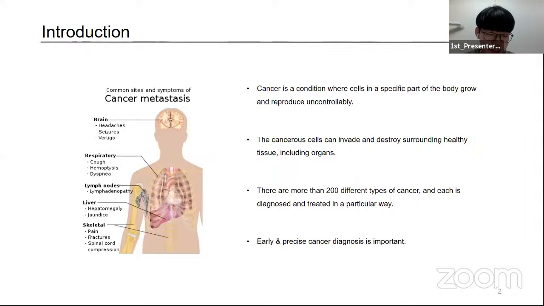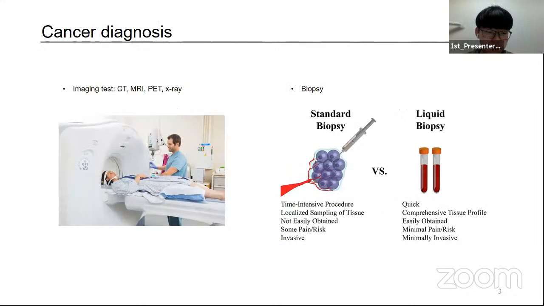Cancers diagnosed in an early stage that are not too large and have not spread are more likely to be treated successfully. But as the cancer spreads, effective treatment becomes more difficult and the likelihood of survival is generally much lower. Therefore, early cancer diagnosis is important. Then I will explain about cancer diagnosis.